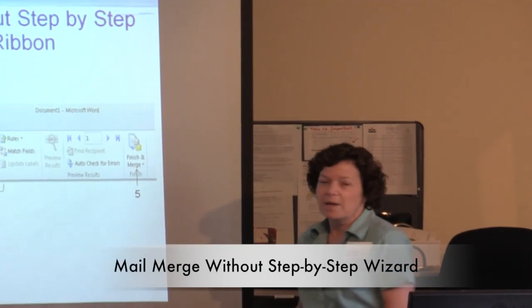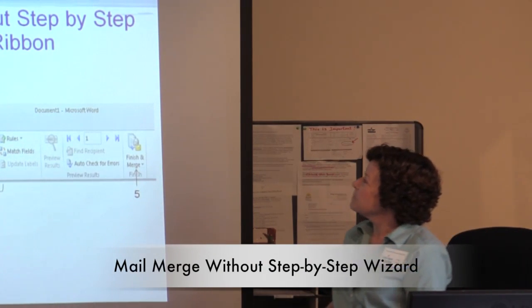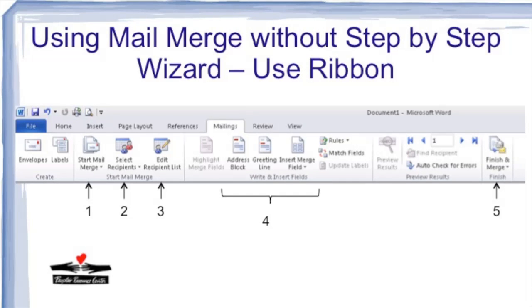Next we're going to do the mail merge without the Step-by-Step Wizard. When you do that, you have everything you need on the ribbon, on the Mailings ribbon tab. You would basically start with step 1, Start Mail Merge. Step 2, you select the recipients. Step 3, you can edit the list of recipients if you want. Step 4 is where you insert any of the mail merge placeholders, the address block, greeting line, or any other fields. And then step 5 is Finish and Merge.